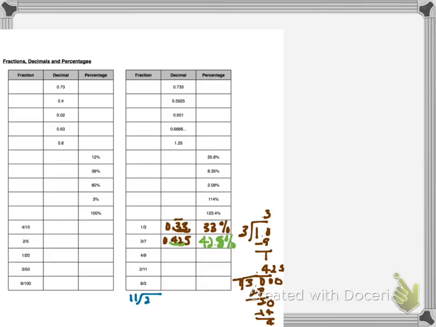2 divided by 11. Once. 8 times. Once. Oh, it's a repeating 0.18. So to finish this up, I go 2 to the right, and you can do this if you want to.